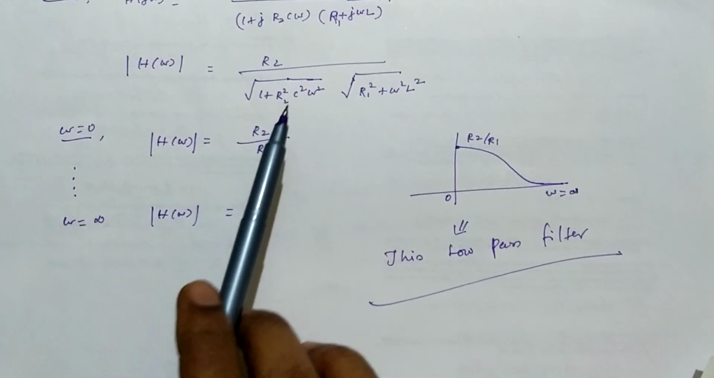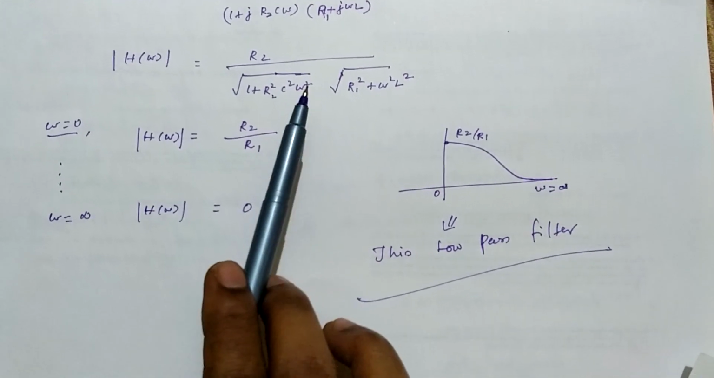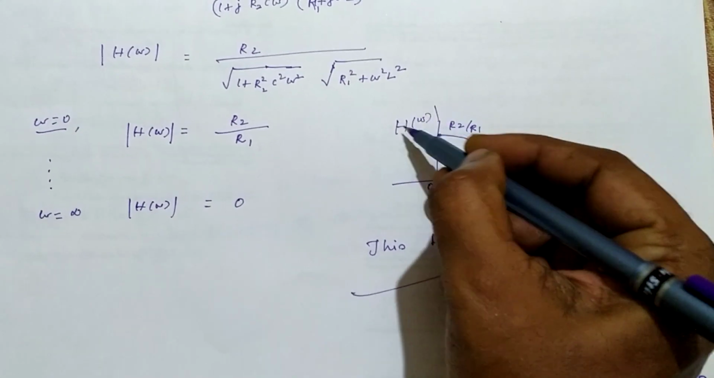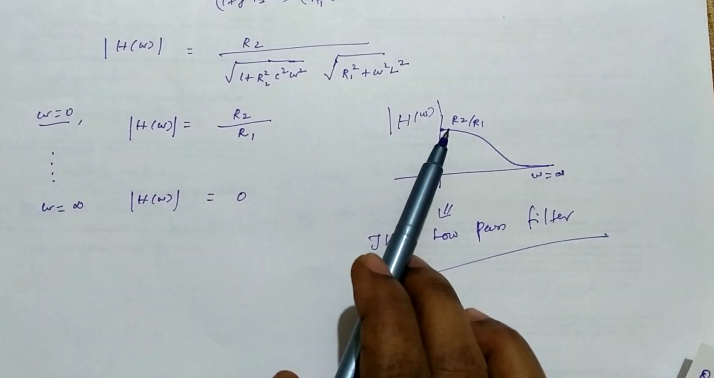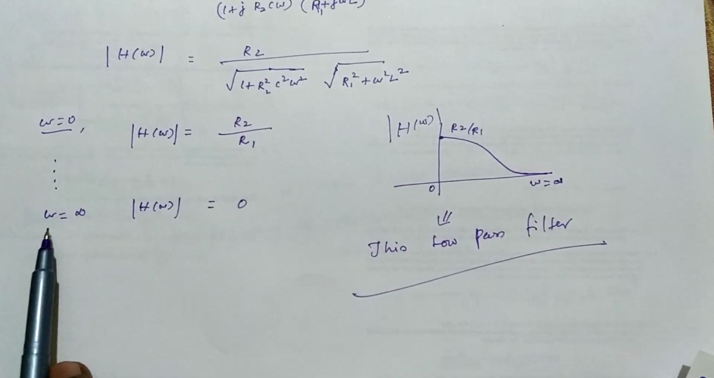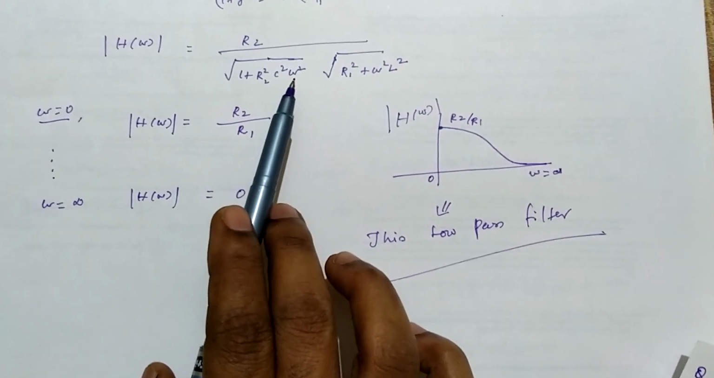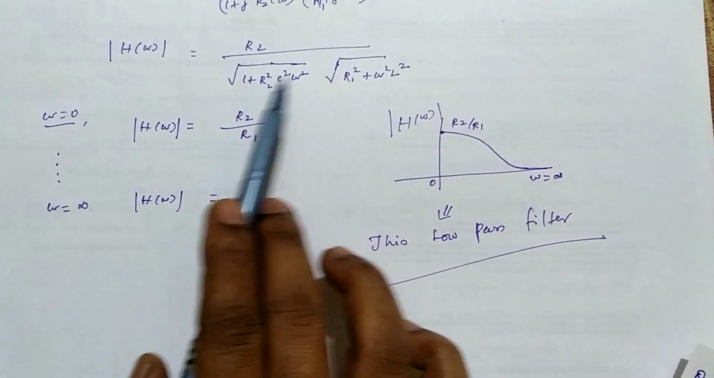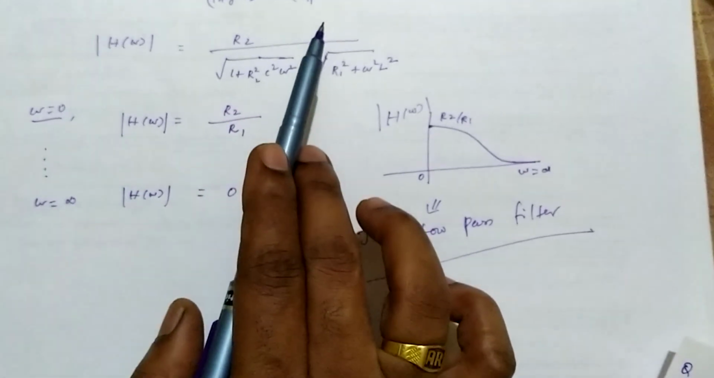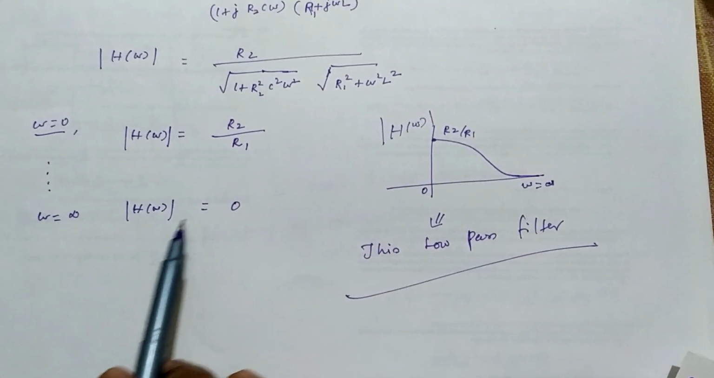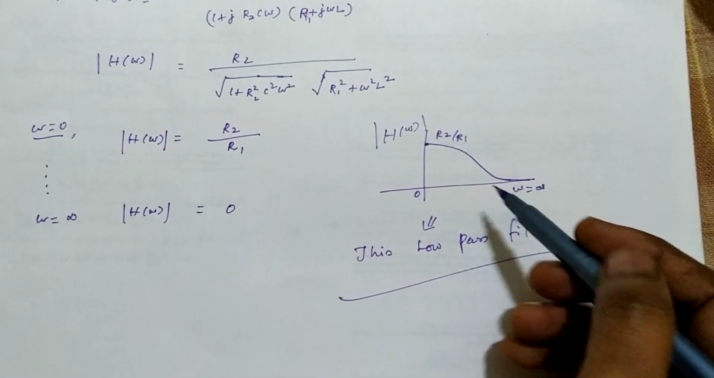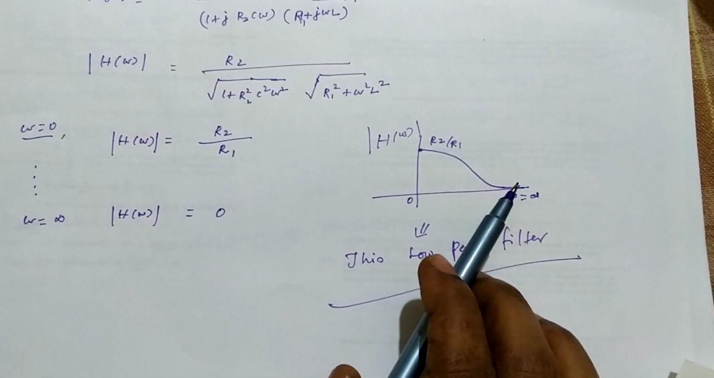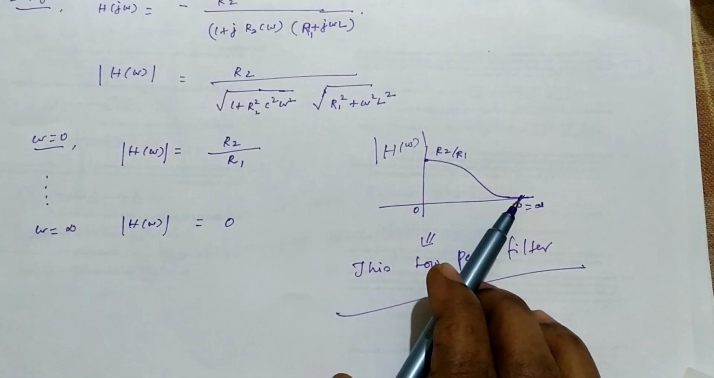For different values of omega, the magnitude gradually reduces. When omega is infinity, this value is infinity and this value is infinity, so the denominator is infinity. So 1 over infinity is 0, and the magnitude value is 0. So when omega value is infinity, the magnitude is 0.